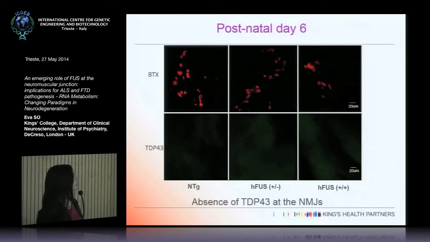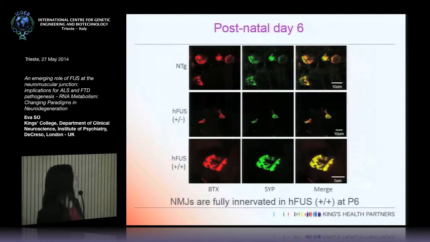And so this shows you that I also tried staining with TDP43, and I couldn't find any staining which colocalized with bungarotoxin in all of the mice here. And also at postnatal day 6, all the NMJs are fully innervated, including the homozygous mice at day 6. So you can see this colocalization of pre- and post-synaptic markers.